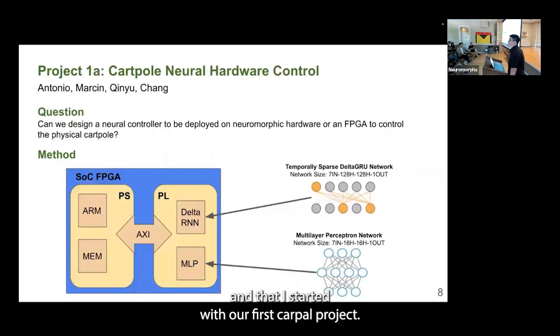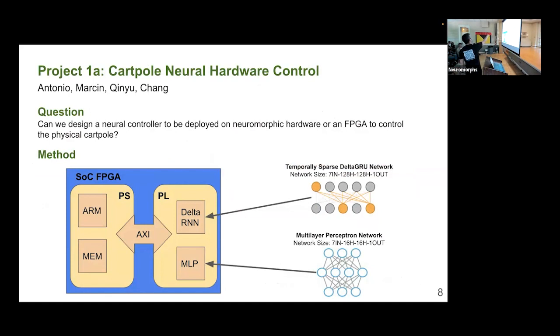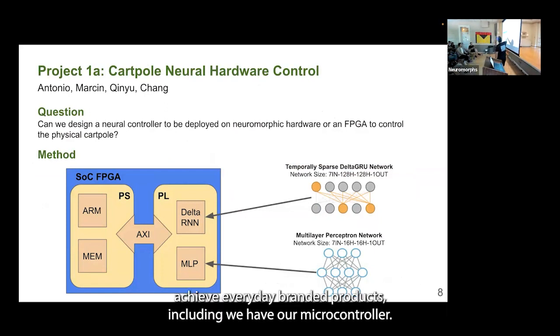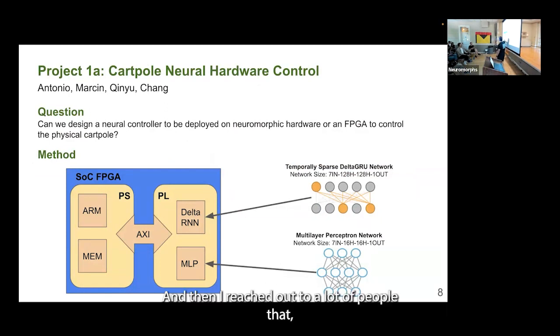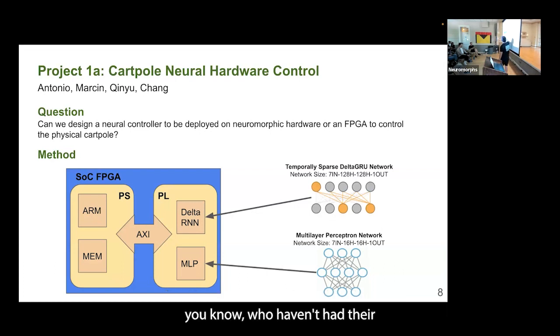And now let's start with our first carpal project. Let's welcome Antonio. Our question here is, can we design a neural network controller to be deployed on neuromorphic hardware or FPGA to control the physical carpal? The system that we have this year is a system-on-chip FPGA, where in the processing system we have a microcontroller and the memory, connected through the AXI bus to the FPGA. Here we deployed the network that Charlie mentioned before.